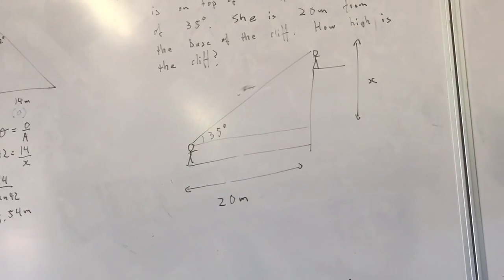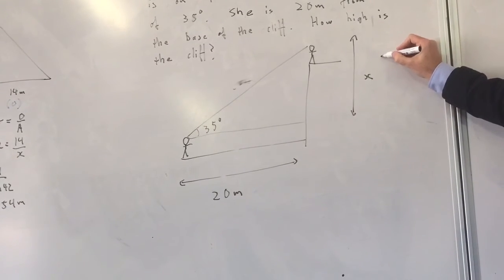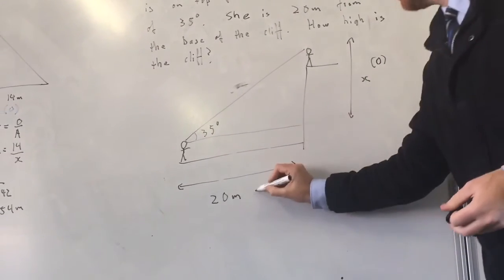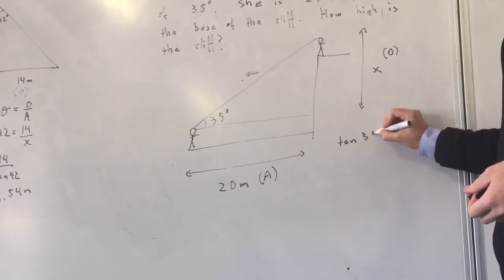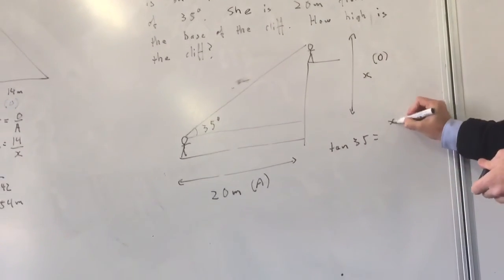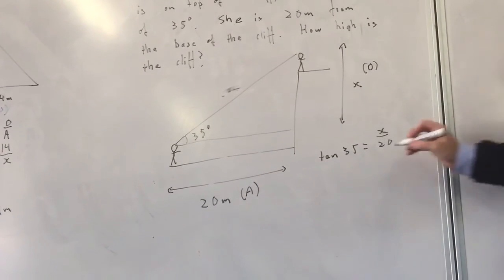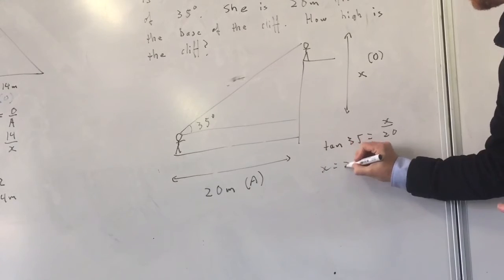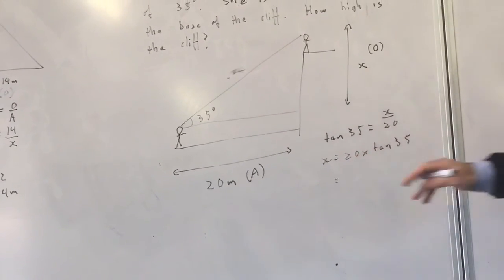So here we do the same process. We label it. What's this length? It's the opposite and the adjacent. So we'd say, okay, to solve this we'd say tan of 35 equals x over 20, opposite over adjacent. Then we'd say x equals 20 times tan 35, which gives us a result of what?